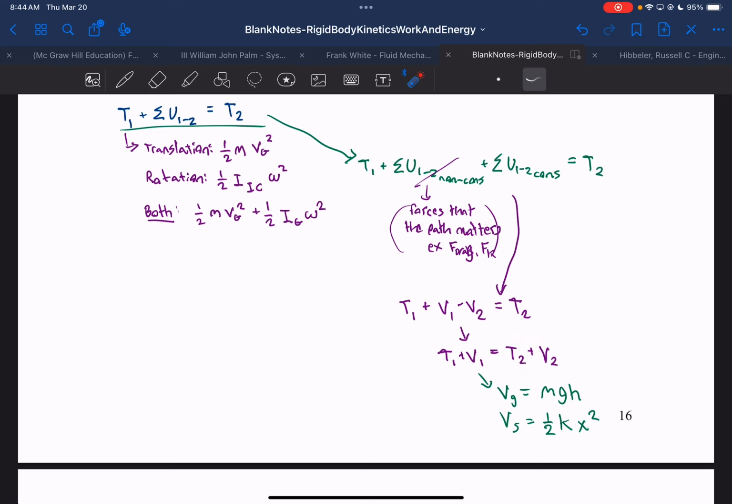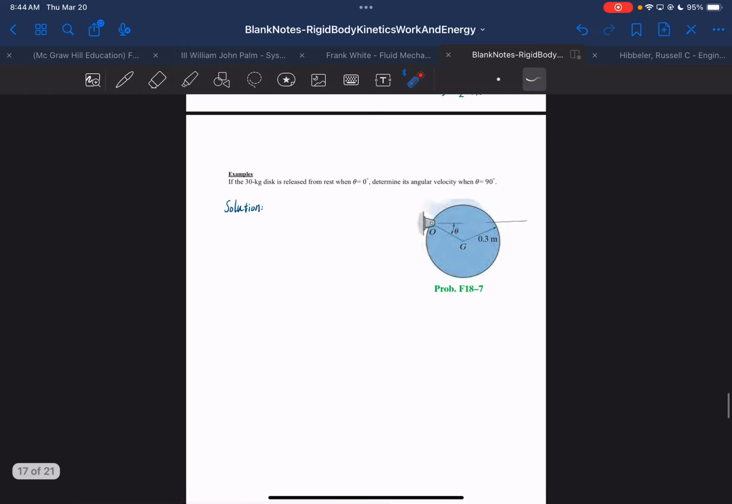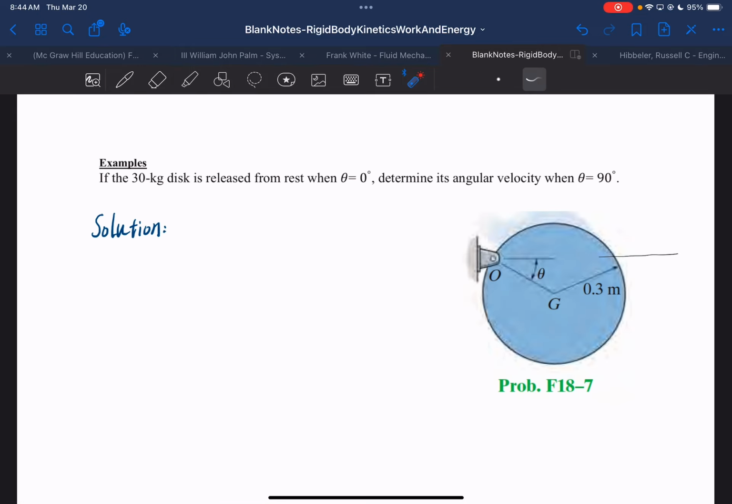Anyway, we're moving smoothly. We can go to the first problem, which you could probably do without me even telling you, and I hope you can, but regardless, we're going to go through it. So we're going to structure ourselves in a proper manner. We're going to start with step 1, givens, right? If the 30 kilogram disc is released from rest when theta is equal to 0, determine its angular velocity when theta is equal to 90 degrees.